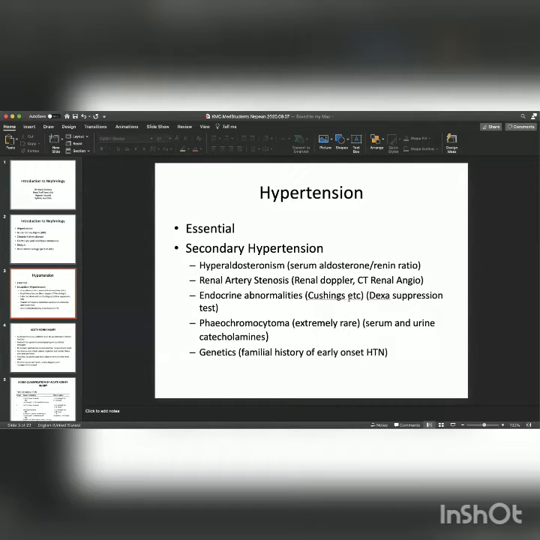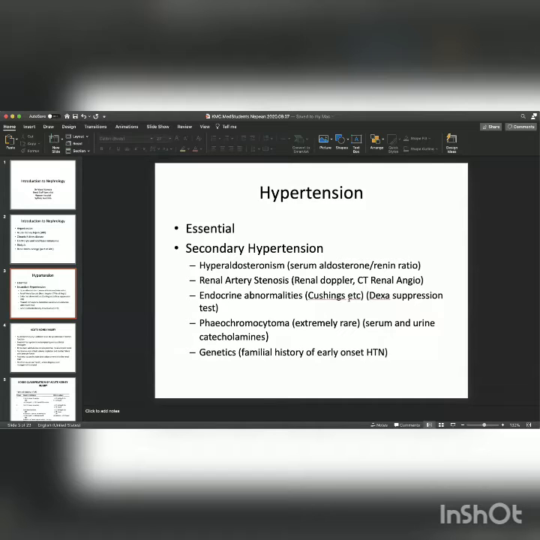So pheochromocytoma is a tumor of the adrenal medulla, or rarely from the sympathetic chain. Extremely uncommon. I've never personally diagnosed anyone with that, but we always do tests, which are serum and urine catecholamines. Most importantly, we should never forget that genetics plays a big role. If you have a patient who comes to your clinic and says they've been diagnosed with high blood pressure and they're in their 20s or 30s, the first thing I would ask them is, at what age did their parents develop high blood pressure?